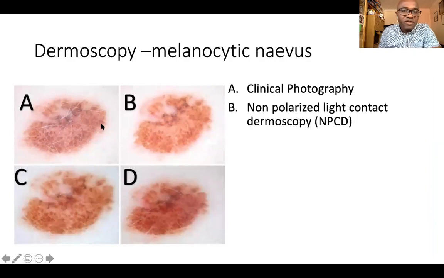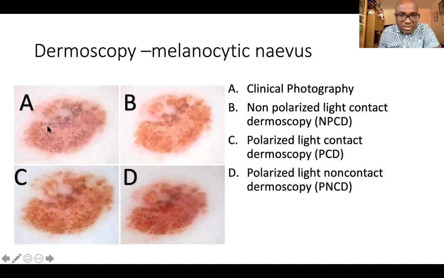So this is a clinical picture of a melanocytic nevus. Then B is a non-polarized contact dermoscopy. So it's non-polarized light, but you have to touch the lesion to be able to see the nevus here. And C is polarized light with contact dermoscopy, and basically it's switching on the polarized part of it, but you're touching the lesion.